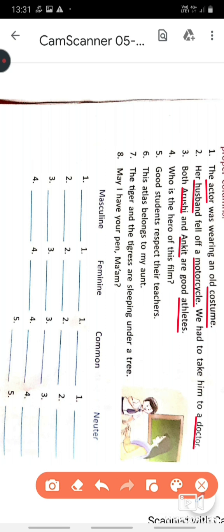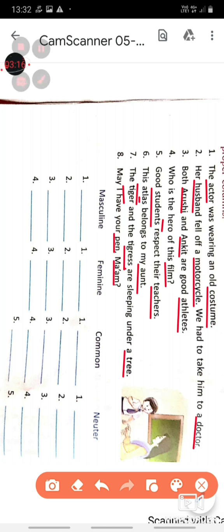Question number 4. Hero, Phil. Question number 5. Good students respect their teachers. Students, teachers. Question number 6. Atlas, aunt. Question number 7. Tiger, tigress, tree. And last, question number 8. It is a pen and ma'am. In case I have missed any word, you may mark it and categorize accordingly.